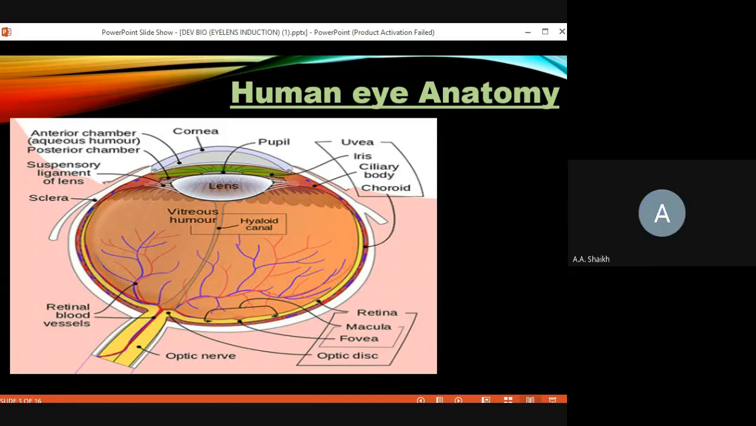So now we will see the details about the structures or the components which are going to be present in the human eye. Actually, how many components are there? What are the different functions and different features that we are going to study today.